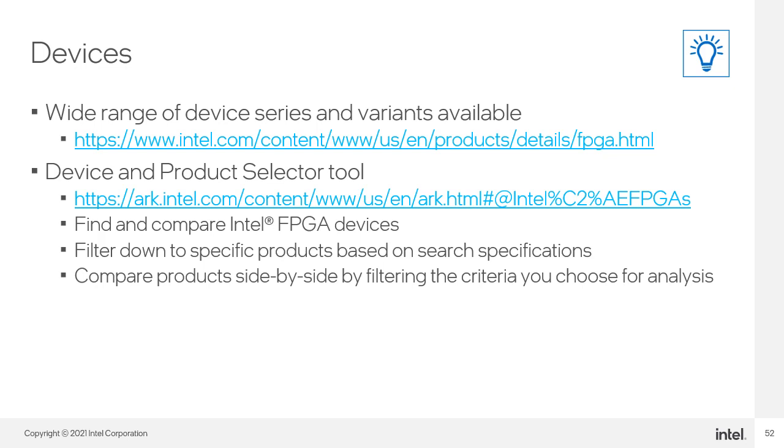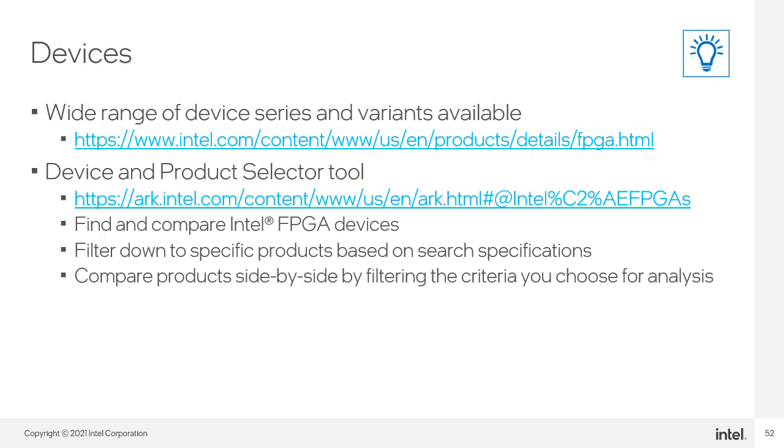Along with the Device Selector are the IP and Development Kit selectors. Use these tools to search for IP and development kits available from Intel FPGA and our partners. These tools make it easy to narrow down and compare devices and products to help you select exactly what you need for your design.